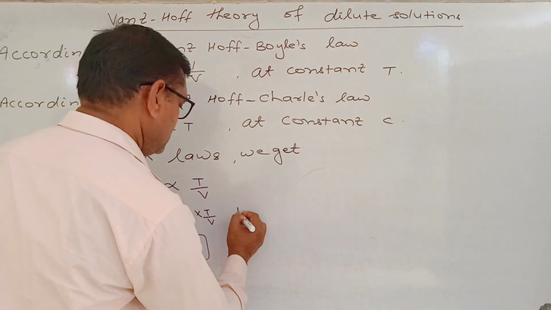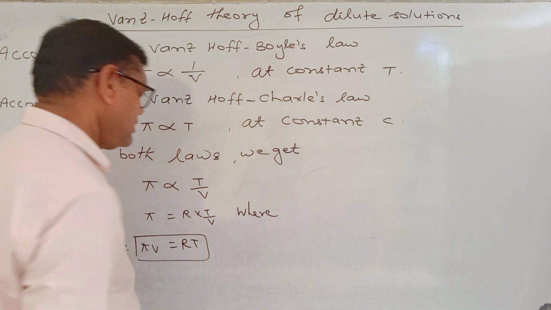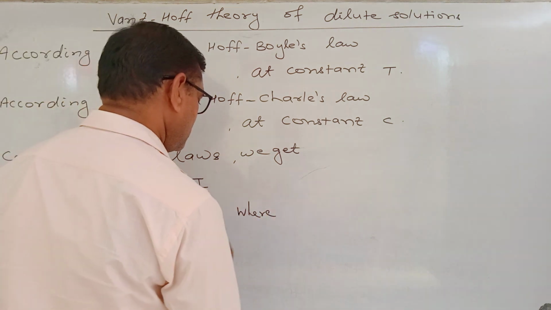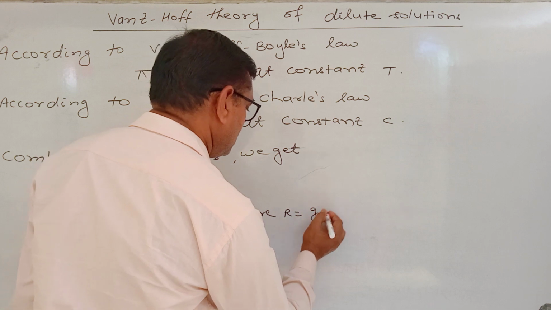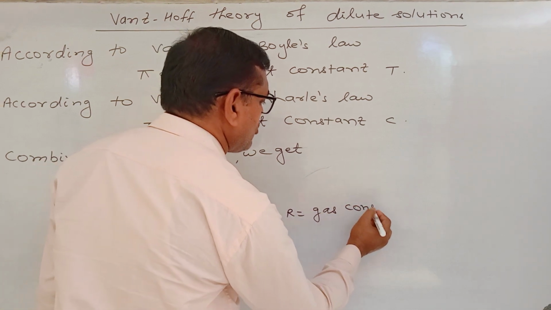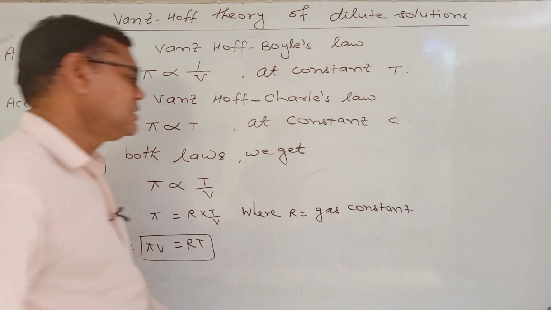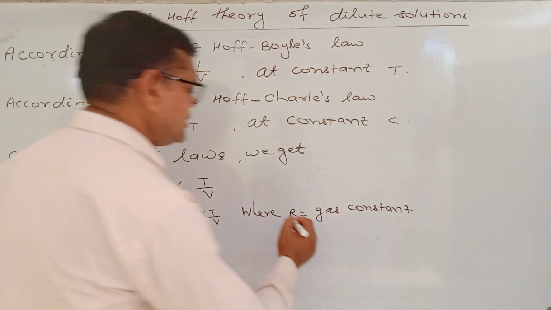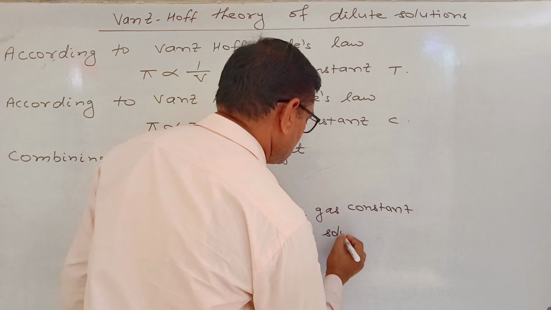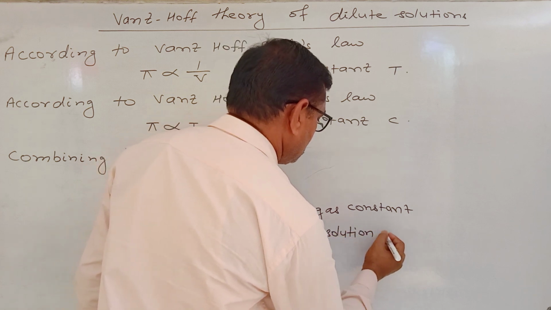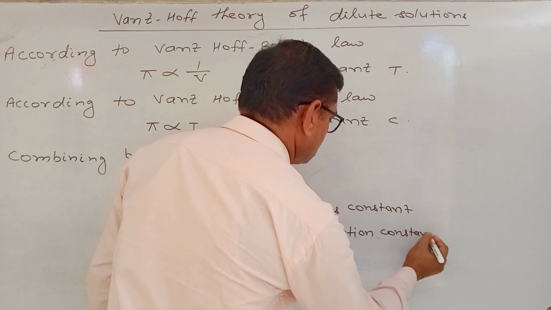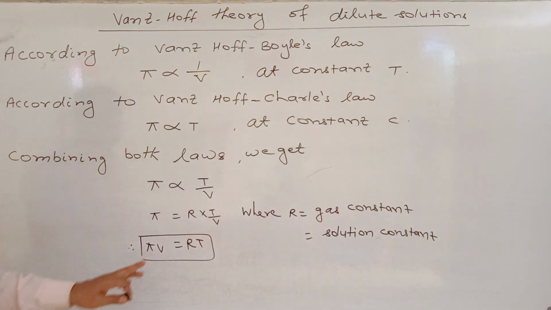This R is the gas constant. Here we write R is equal to gas constant. It is also called solution constant. This formula is applied if 1 mole of solute is dissolved in V liter.